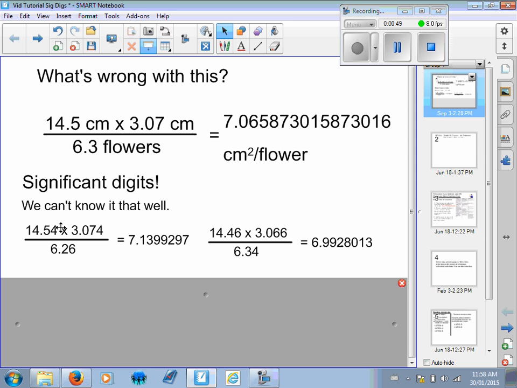Another example of this, if you look down here, and I'm not going to dwell on this one, but what I've done is I've taken 14.5 and said it could be anything from 14.46 to 14.54, rounded to 14.5. So I took the two extremes there, and the same thing with the other two numbers. I took the extremes that would give me the widest possible range of values. And there's no way we can know. The best we can know this to is maybe one decimal place, 7.1, 7.0, maybe.